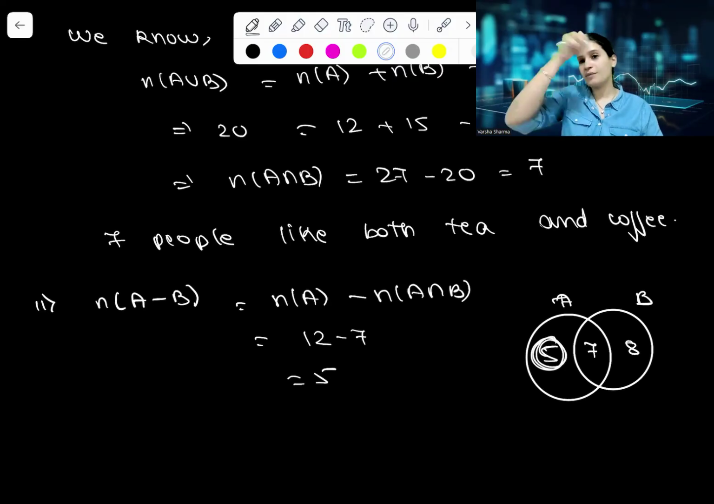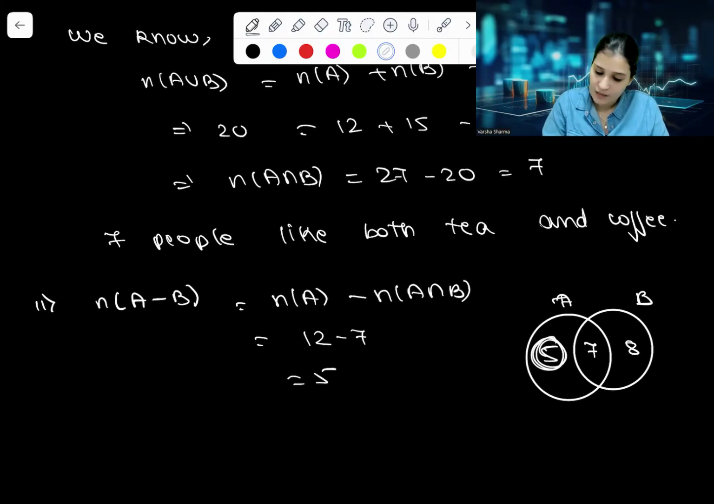So how many are only in the T circle? 5. So from the entire circle, remove the common one, that coffee shared. So 5 people like only tea.